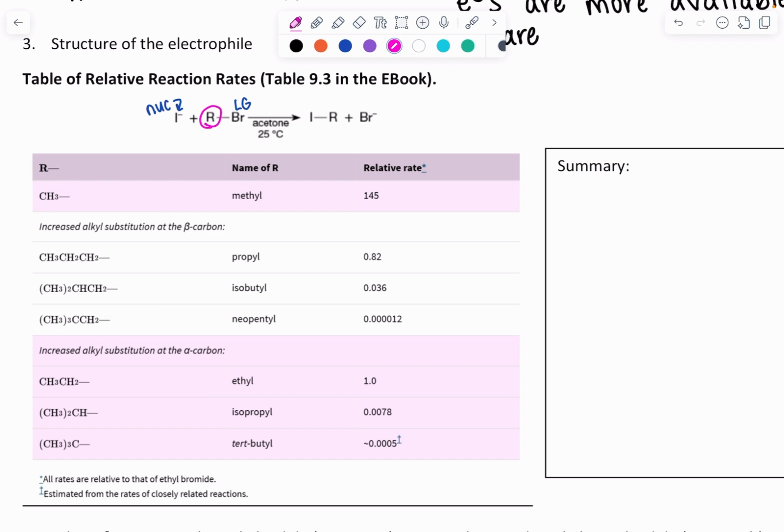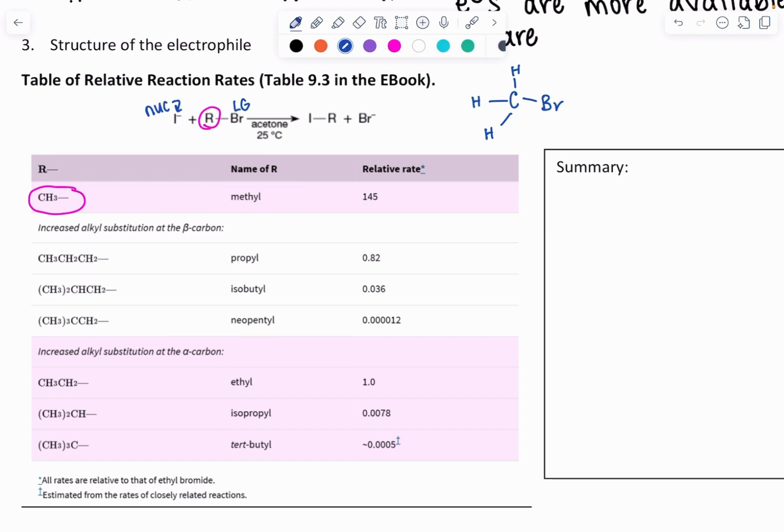So for example, if R is CH3, I'll draw this one out. It's bonded to a bromine and 3 hydrogens. Okay, so that R is a CH3. We're calling that, of course, a methyl. The relative rate of this SN2 reaction is 1.45 molarity per second.